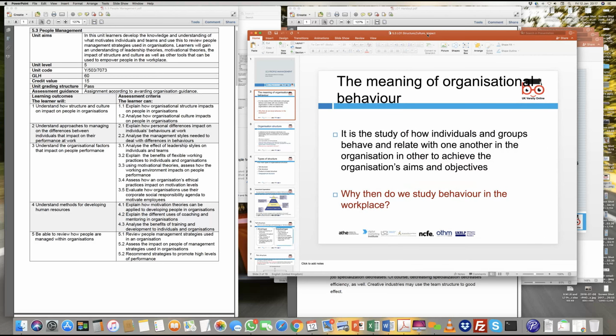Good stuff. So before we get into this particular unit, let's look at one or two definitions in particular. Now, how do you define, let's put it this way, how do you define organization? What is, according to you, an organization?